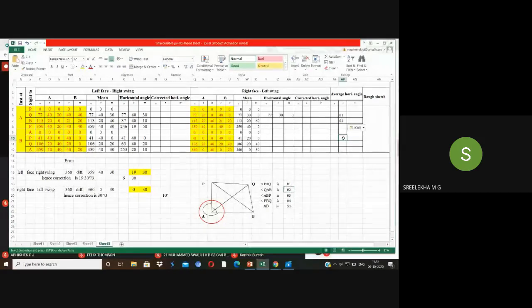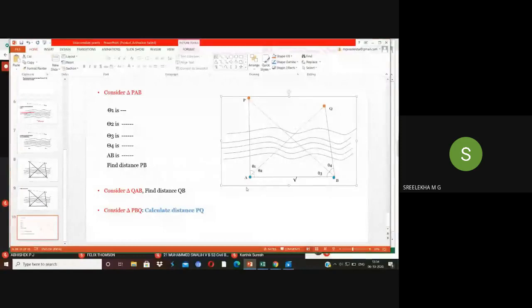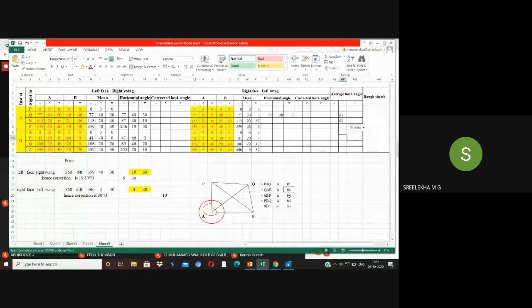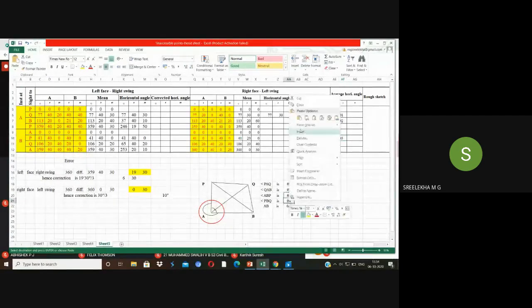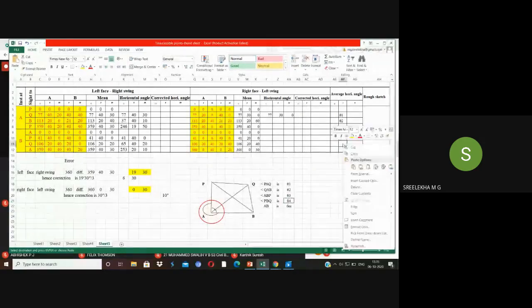Tell fast. It is the angle between A and P, that means ABP. Look at the picture, ABP. What is this angle? Do you remember? It is not marked here. ABP, what is this? Theta 3. Okay, so this is theta 3, and this is theta 4.